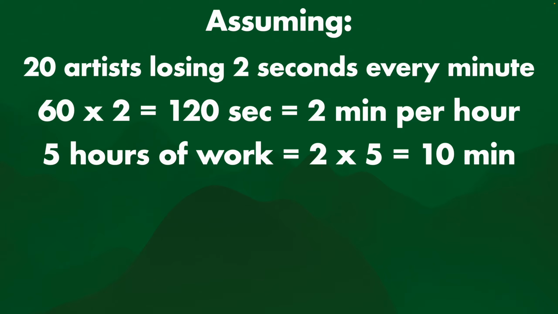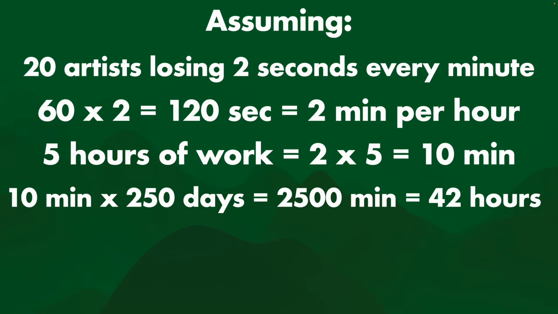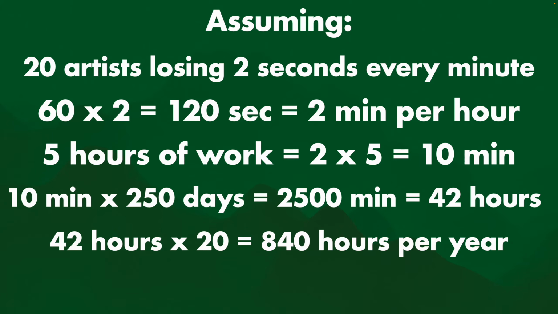Let's say they do this work like 5 hours in a day. So it's 5 hours of work, so 2 times 5 is 10 minutes. But there's 250 working days in a year, so let's say, 10 times 250 is 2,500 minutes, which is 42 hours. So 42 hours times 20, because we have 20 artists, means 840 hours per year lost on this.